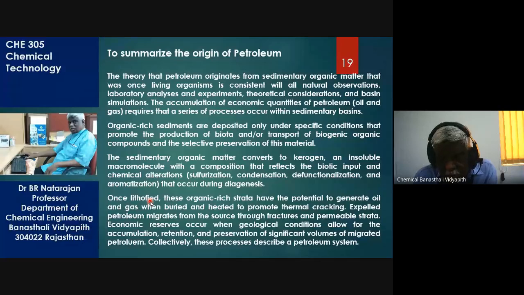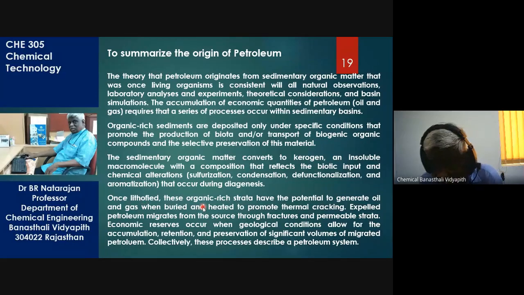Remember, sedimentary rock is like a little soft, loose material, but when it lithifies, it starts becoming a hard rock, right? Not Hard Rock Cafe, right? So the soft rock becoming hard rock is lithification.